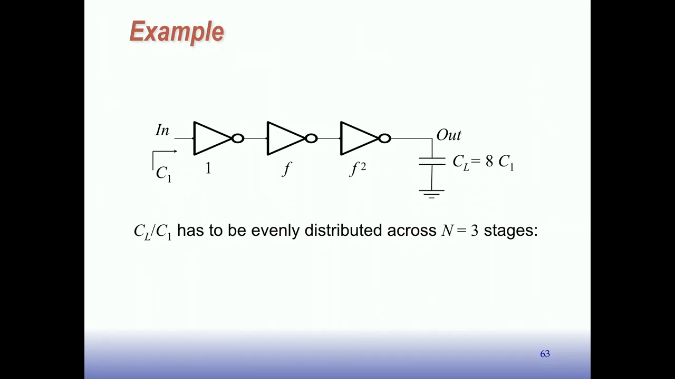Well, there's 3 stages, right? So it should be the cube root of big F. Big F is 8. And what's the cube root of 8? 2. So this is size 1, that's size 2, that's size 4. And then the fan out for that one is from 4 to 8, so that's also a factor of 2 there. At each stage, we're driving twice the capacitance that we had at our input. So you can do that for any n and any F. It's always just the nth root of F.